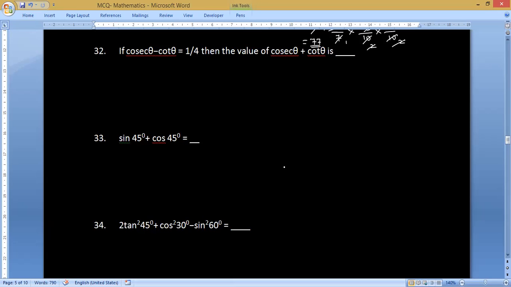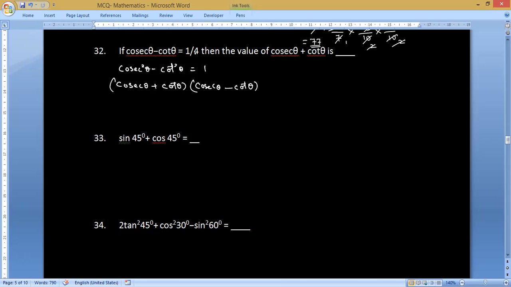The question is cosecant theta minus cot theta equal to 1 by 4, and cosecant theta plus cot theta is what? We have a second identity: cosecant square theta minus cot square theta is equal to 1. This is in the form of a square minus b square. I can write this as cosecant theta plus cot theta into cosecant theta minus cot theta, since a square minus b square is a plus b into a minus b.